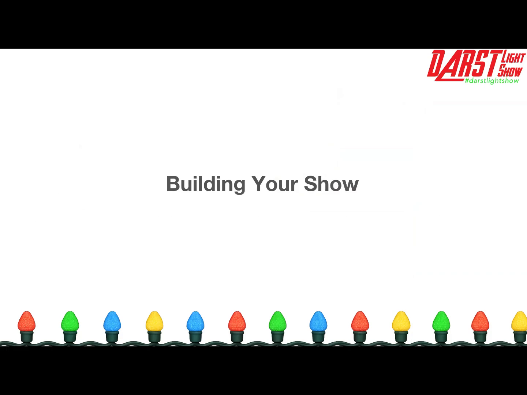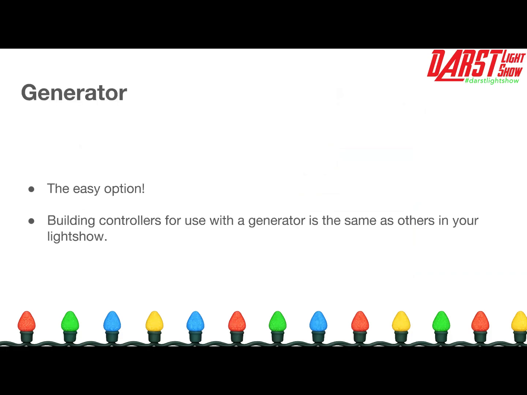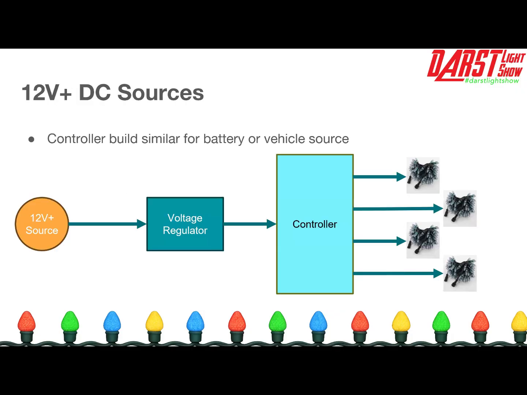Okay, building your show. We talked about generators earlier. Again, that's the easy option, because you're going to build or buy your controller boxes with a DC power supply or an AC to DC power supply, just like everything else running in your home. So not really much to talk about there. If you're running off of 12 volt DC sources, or 12 volt or more, at a very basic level you're going to have your source, then go through some type of voltage regulator. This could be a converter, a buck boost, or a buck converter. Then you take your power to your controller and then your controller out to your pixels. Mile high view.